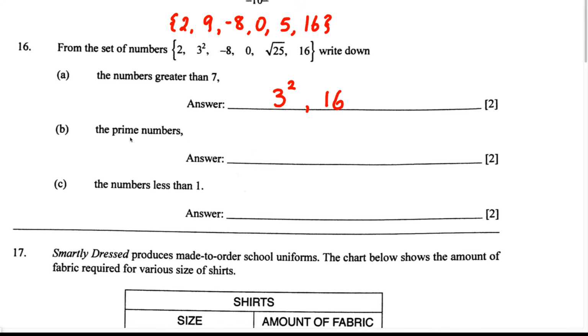Now for part B, it says the prime numbers. Prime numbers are going to be numbers that only have two factors, 1 and itself. So let's start with 2. Is 2 a prime number? Yes, so we can write 2.